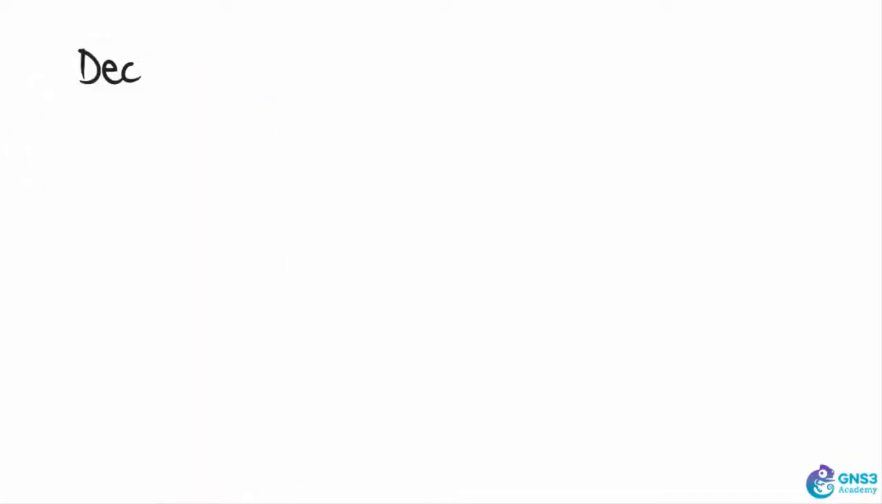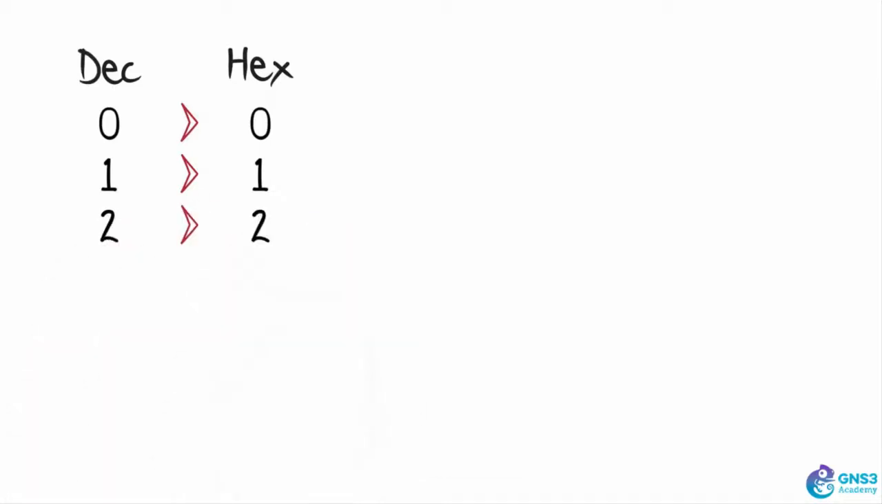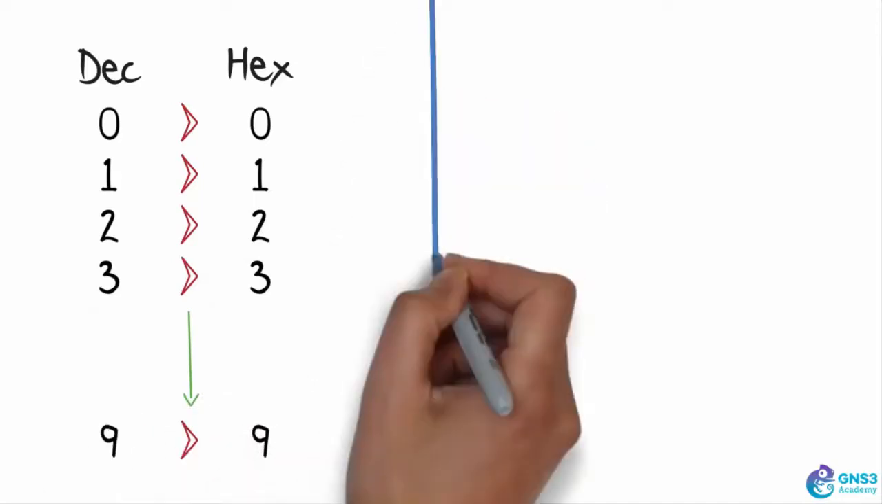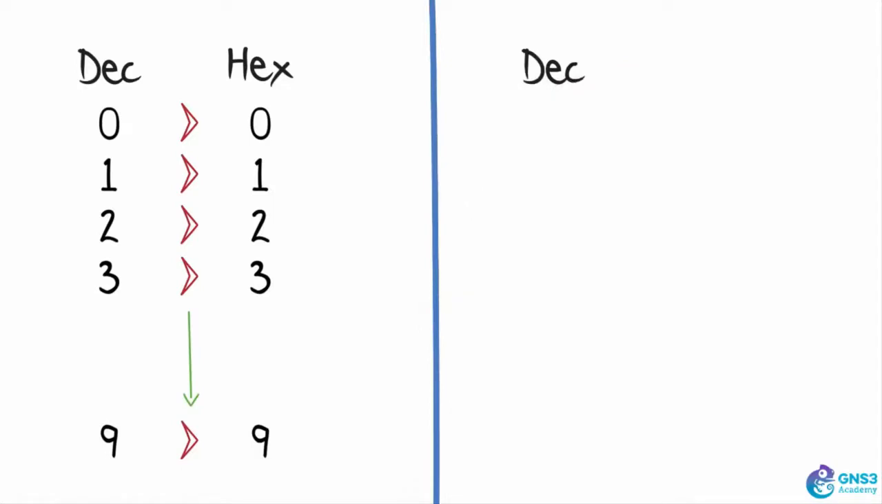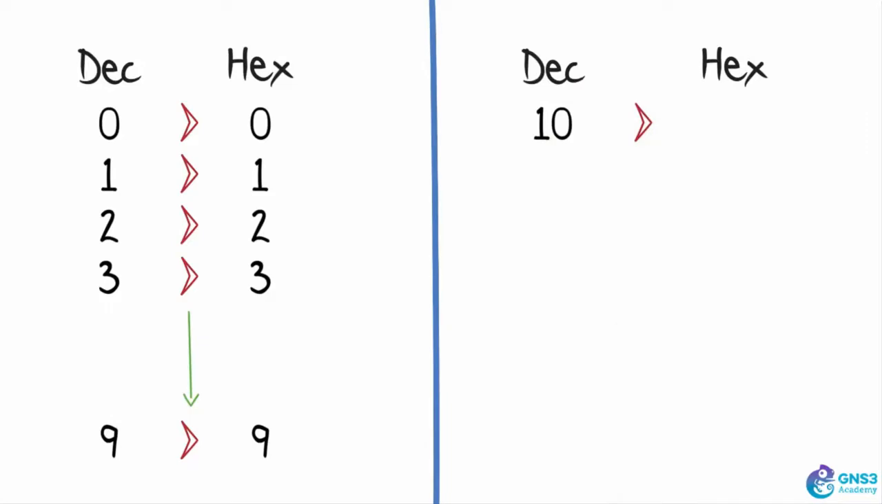So to reiterate, a decimal value of 0 equates to a hexadecimal value of 0. Decimal value of 1 equates to a hexadecimal value of 1. 2 is 2, 3 is 3, and so forth and so on until you get to 9. So 9 in decimal equates to 9 in hexadecimal.